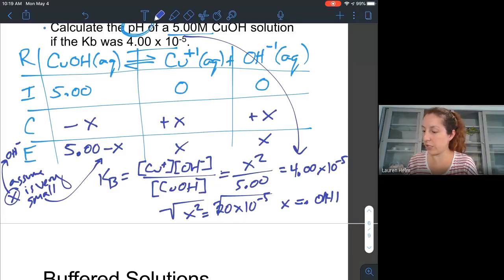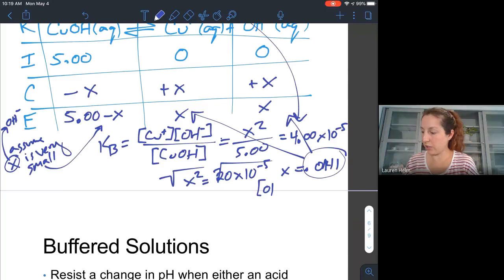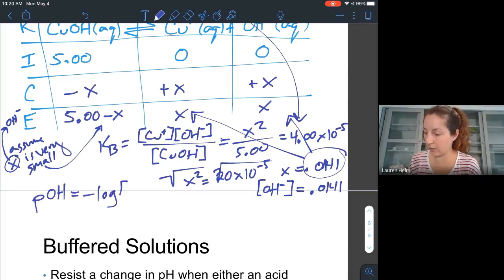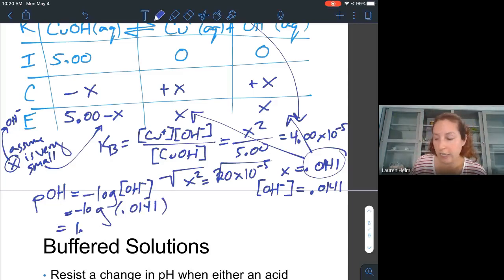This is our concentration of the cation and the anion, which we're interested in, which is hydroxide. So if I know the concentration of hydroxide is 0.0141, well, I can find the pOH, which is negative log of the hydroxide concentration. So that's negative log of 0.0141, which is 1.85. Now, 1.85 is the pOH.